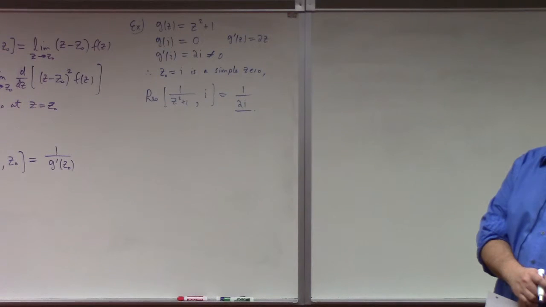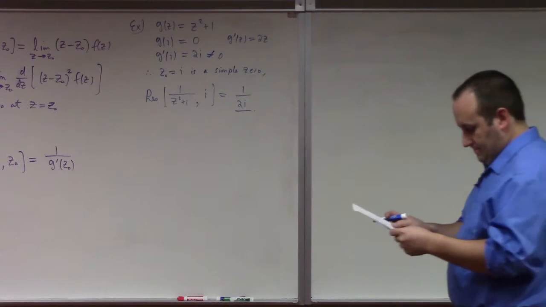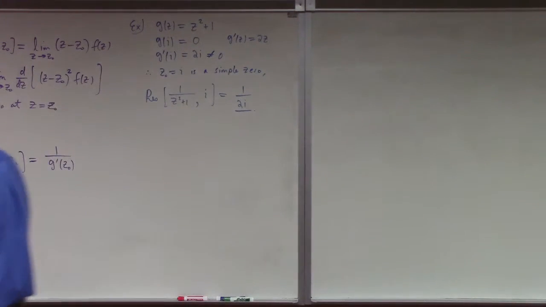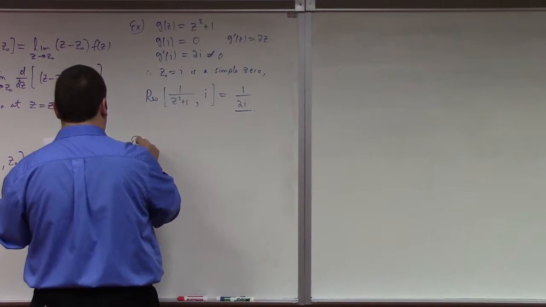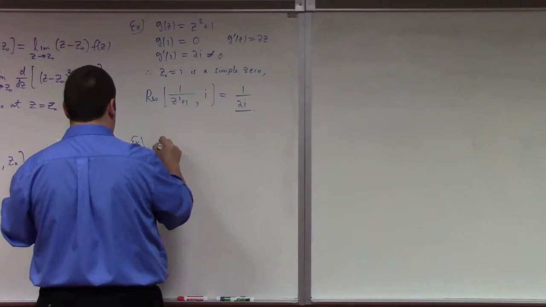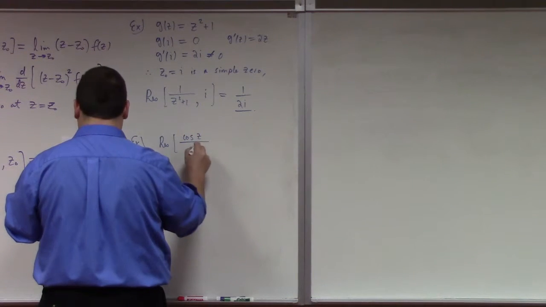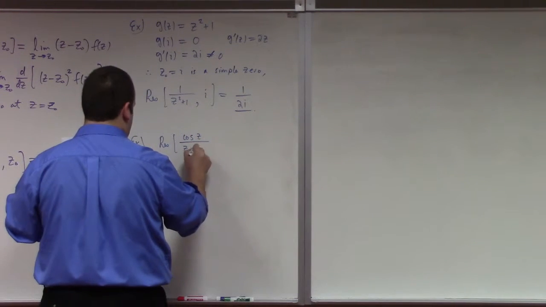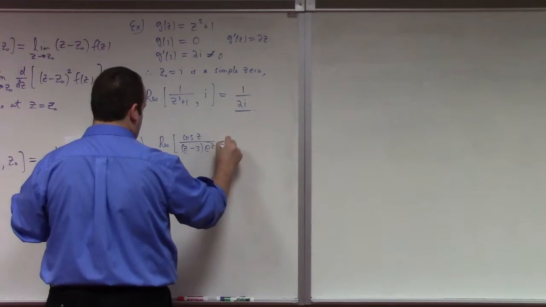Before, I broke it up into a sum of two rational functions and so forth. It was more involved. Let's see here, another few examples. If we look at the residue of the cosine of z divided by (z minus 3) times e to the z, at 3, what do we get?